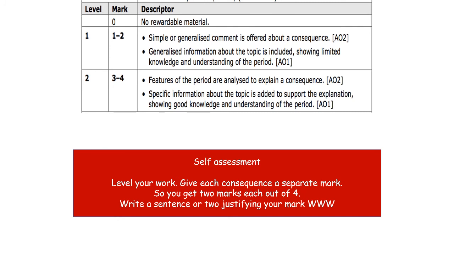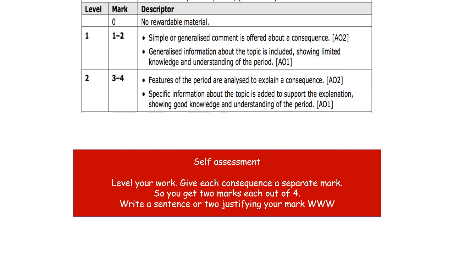So read your first consequence and decide whether you've got lots of specific information about the topic. If so, you can start to think about level 2, but that's also got to be combined with clear explanation. So we're looking for those analysis words: therefore, this led to, as a result, because. If your answer's packed full of those, you can again think, yes, there's explanation there. And as long as you've got clear explanation and specific information about the period, showing good knowledge, you can probably give yourself 3 to 4 marks, which is very good.